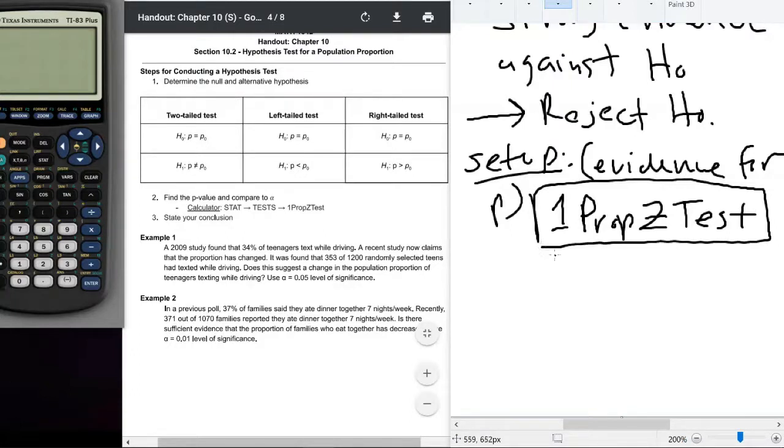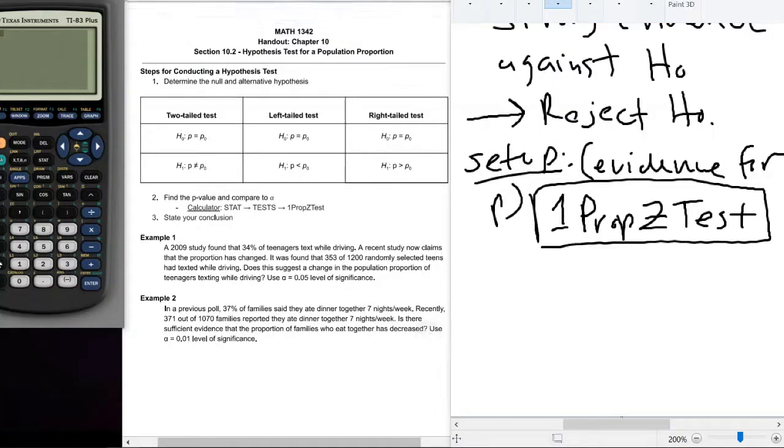So let me show you where to find it. So here I'm using the 83. You will go to stat, and we're going to go to test. We haven't gone there often this semester, but to finish off the course, we'll be using tests a lot. And I want you to look for 1-PropZTest. In the TI-83, that'll be number 5, 1-PropZTest. Okay, and let's hit enter.